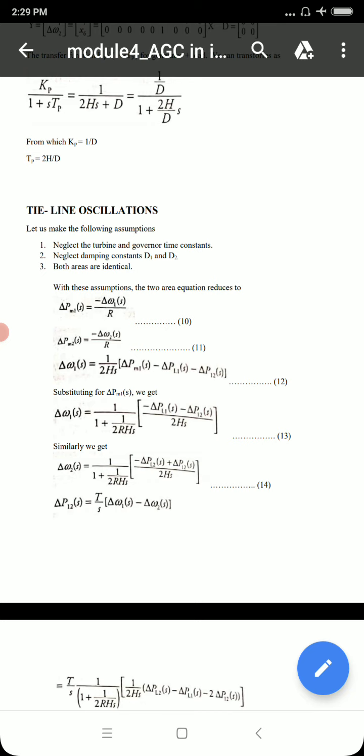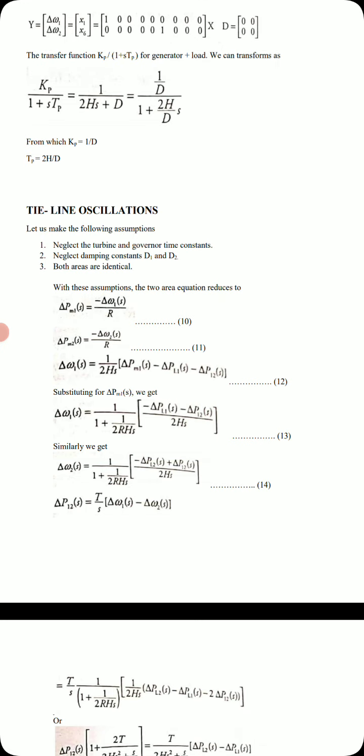and delta omega 1(s) is equal to 1 over 2Hs into delta Pm1(s) minus delta PL1(s) minus delta P12(s). So substituting the value of delta Pm1(s), we will get delta omega 1(s) is equal to 1 over (1 plus 1 over 2RHs) into minus delta PL1(s) minus delta P12(s) by 2Hs. That is shown in equation 13.